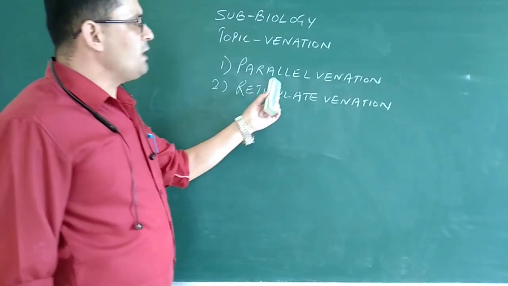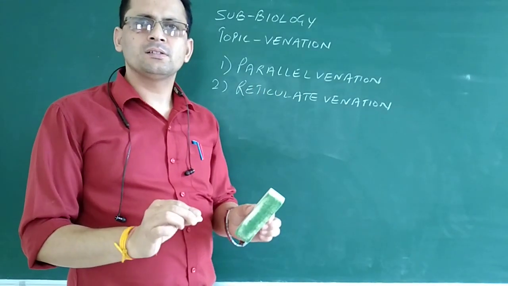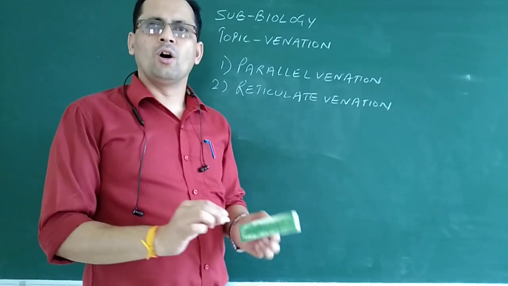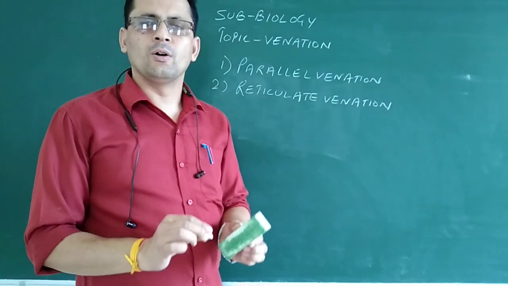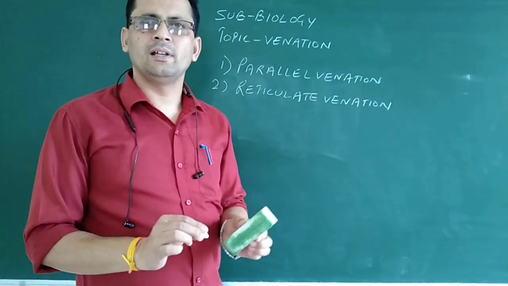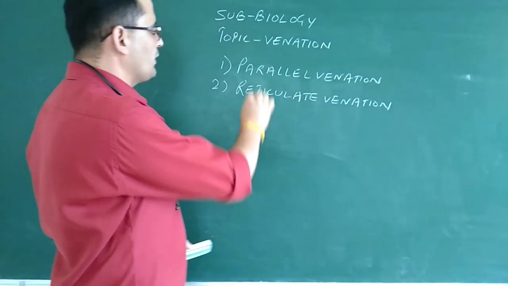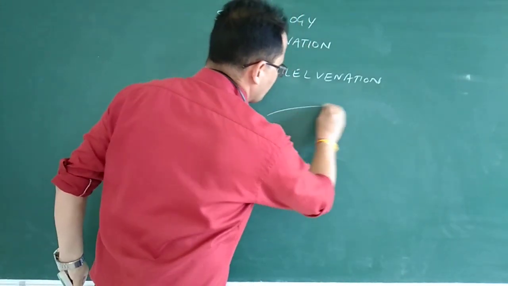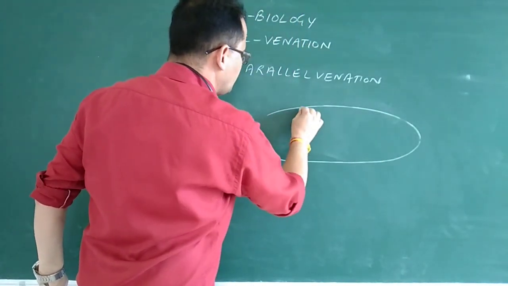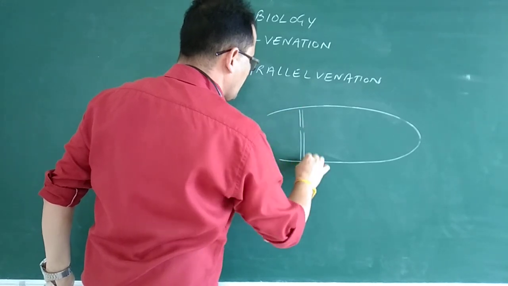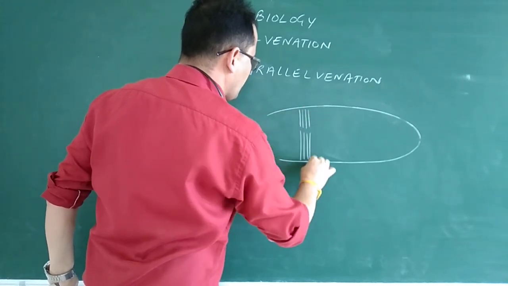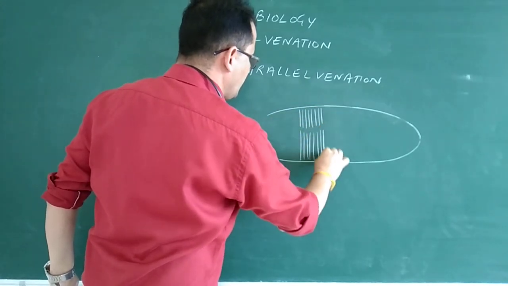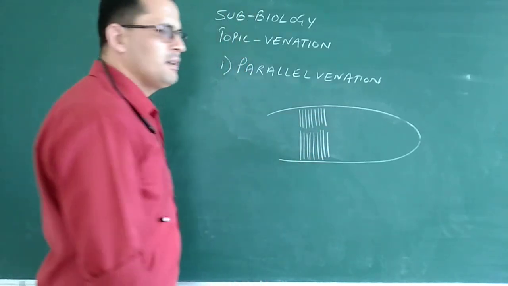Now let us see, in parallel venation, the veins on the surface of leaves are parallel to each other. This you can observe on the leaf of banana, on the leaf of maize, as well as on the leaf of grass. Like this is the leaf of banana. You can see these lines, and these lines are parallel. That's why in such leaves we say that the venation is parallel venation.